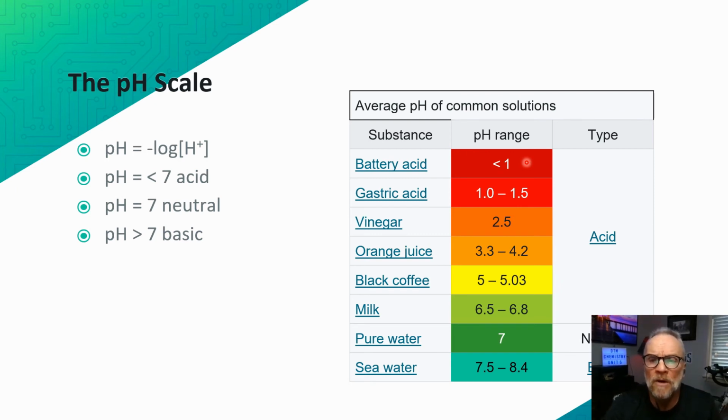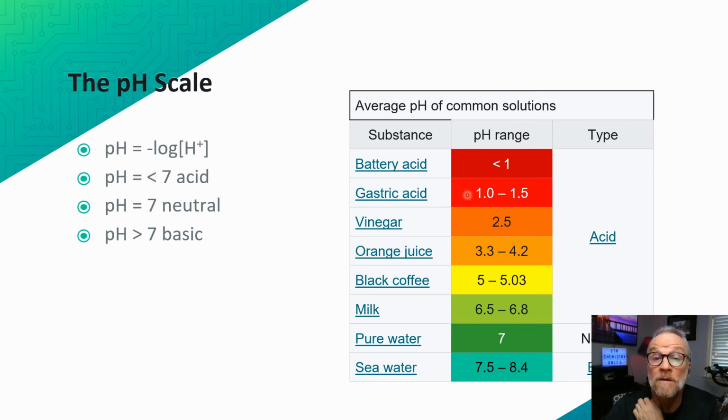You probably went over this in biology class at some point. And this is a kind of cool little Wikipedia graph that I pulled up. So battery acid is less than 1 on the pH scale. So it's very, very, very acidic. But remember, the lower the number, the more acidic it is. And the higher the number, the more basic it is.